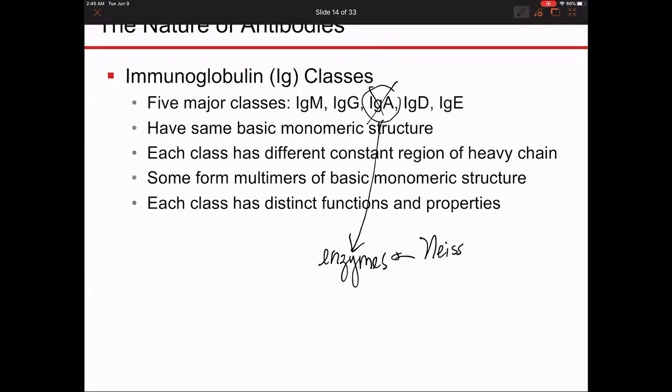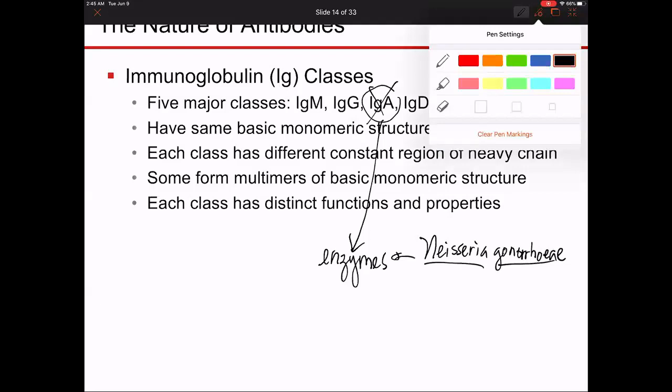This is the scientific name of the bacteria that produces gonorrhea. And you will see in future classes the different mechanisms that this bacteria has to evade the immune system, including the ability to produce proteases, enzymes that can destroy the IgA that we produce.